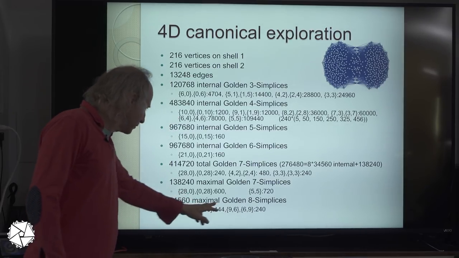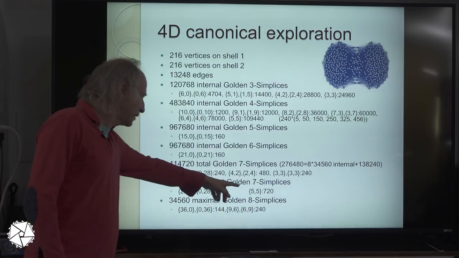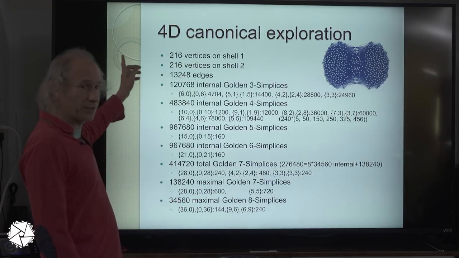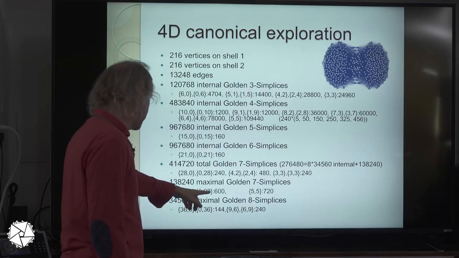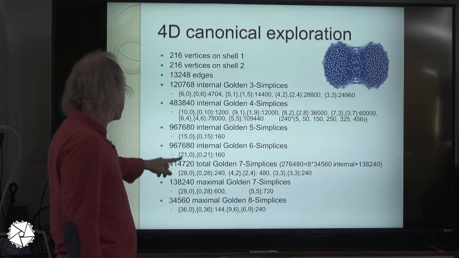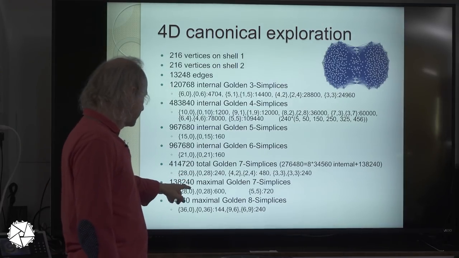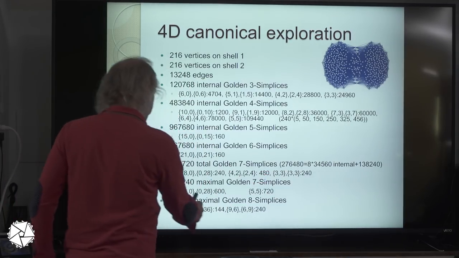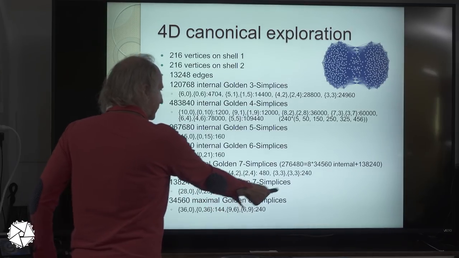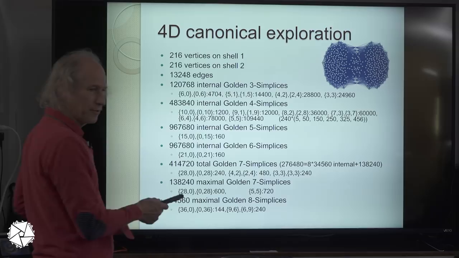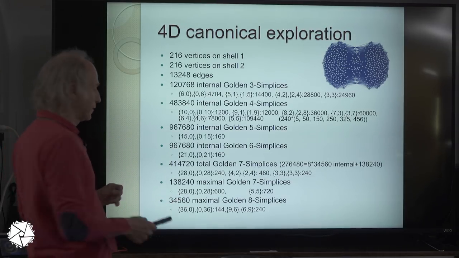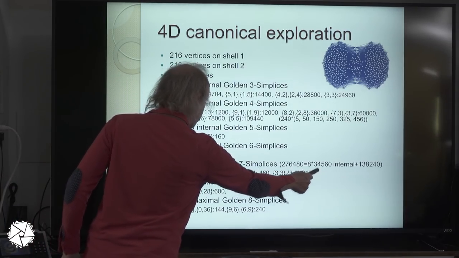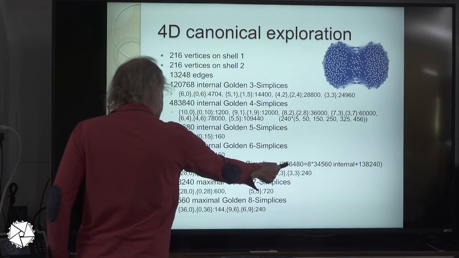Then what I got: maximal 8 simplices and maximal 7 simplices, which is kind of remaining E8. But here I'm coming from Z8, but it's kind of the same lattices, a big number. And then I have all the other 7 simplices. In fact, for each of the 8 simplices, I can make eight different 7 simplices just by removing one of the vertices. So from these 34,000, I get 8 times 34,000 7 simplices, plus this one.